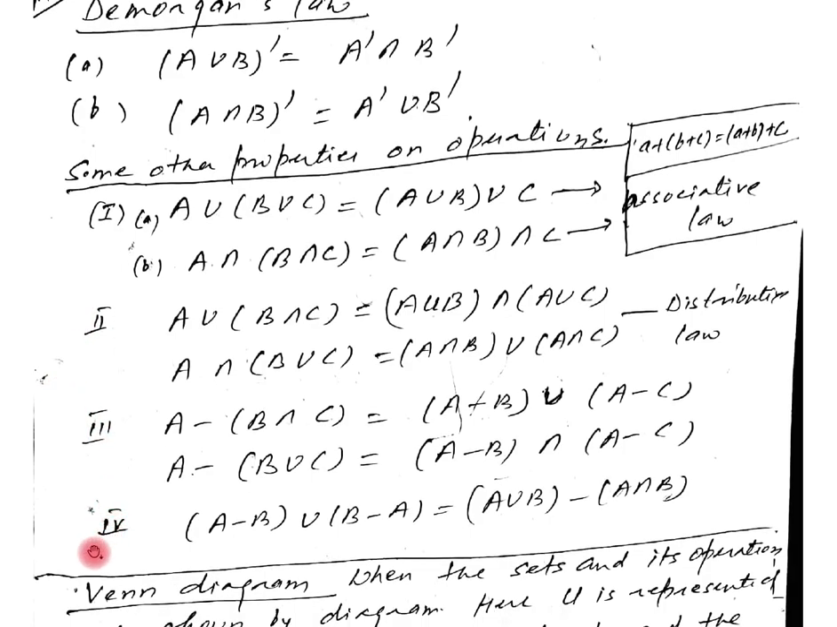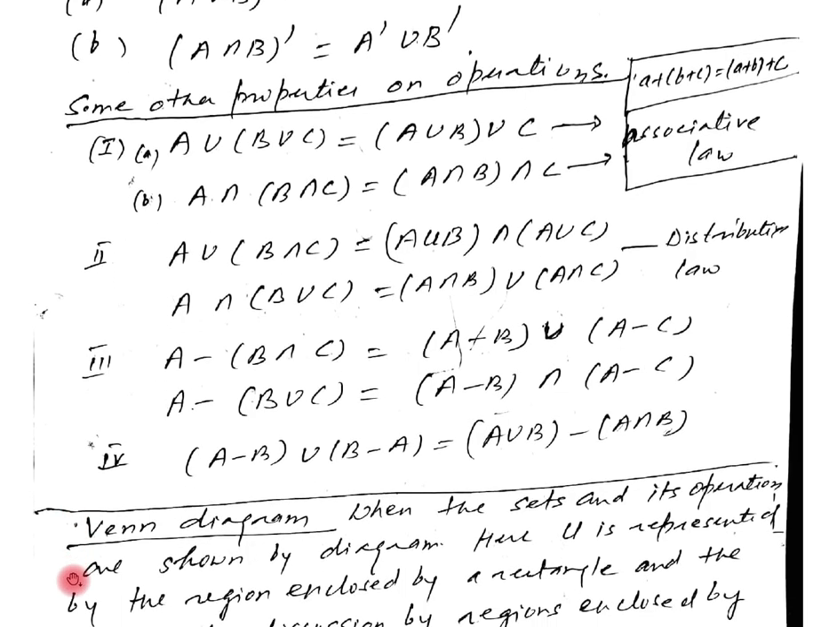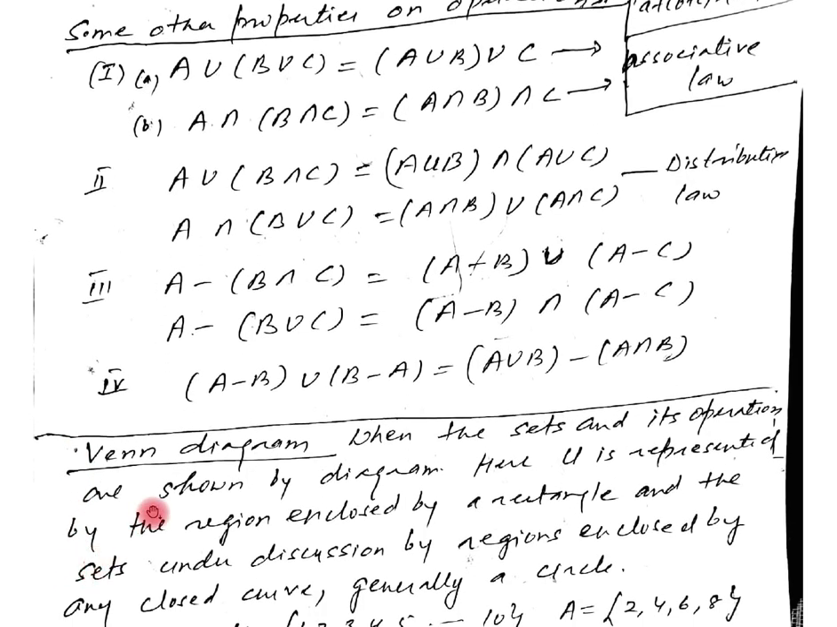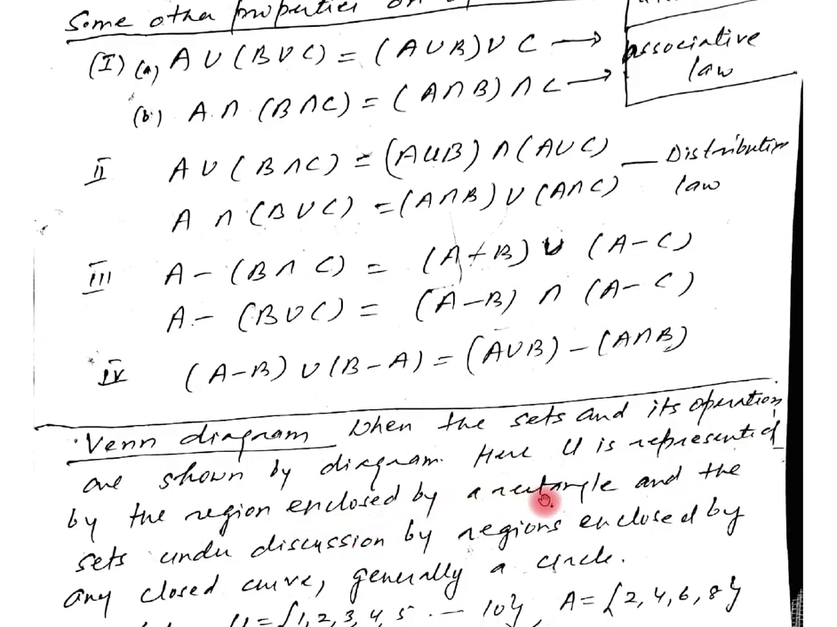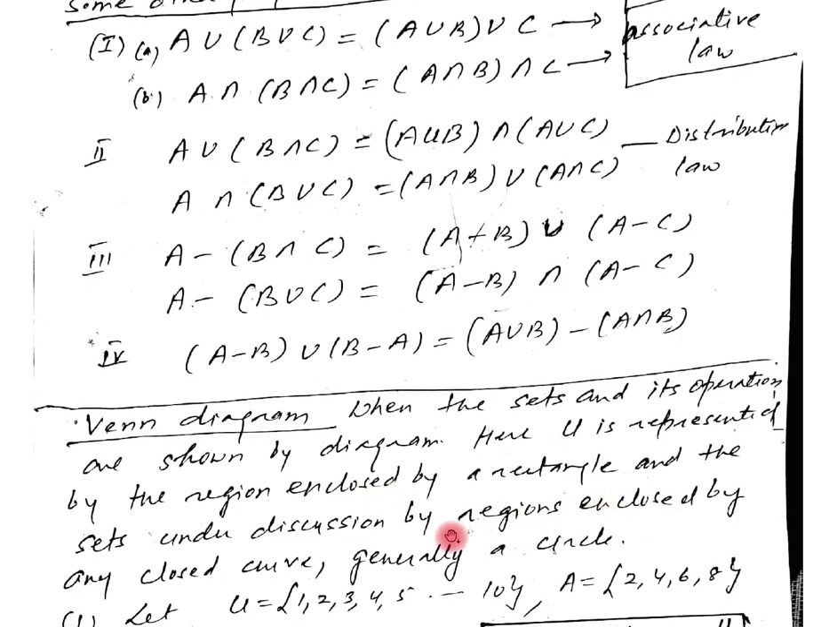Here the next concept I am discussing is the Venn diagram. It's a very simple concept. When sets and their operations are shown by a diagram, that diagram is known as a Venn diagram. Here U, the universal set, is represented by the region enclosed by a rectangle, and the other sets under consideration by the region enclosed by any closed curve, generally a circle.